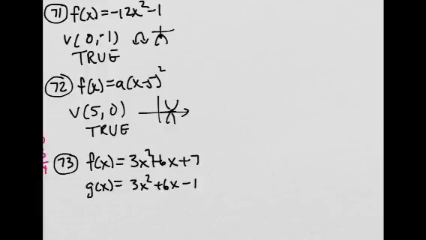Okay, 73 claims that f of x and g of x have the same vertex. When you look at this, yes, they have the same a, they have the same b, right? Both 3's and both 6's. So when I find the x-coordinate of the vertex, I'm going to get the same number. But when I plug in that number, f of x is going to add 7 to it, while g of x is going to subtract 1 from it. So the y's will not be the same. So this is a false statement. Their x's will be the same, but not their y's. So the h's are the same, but not the k's.